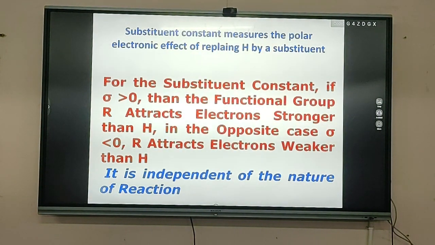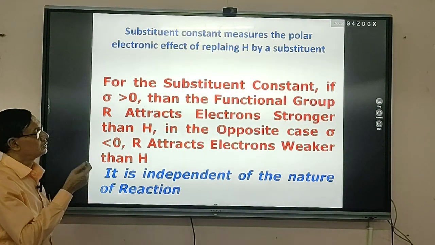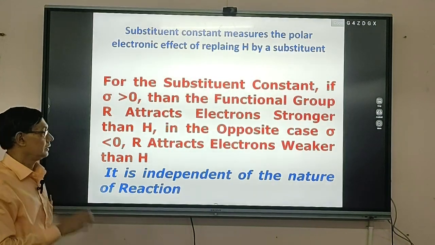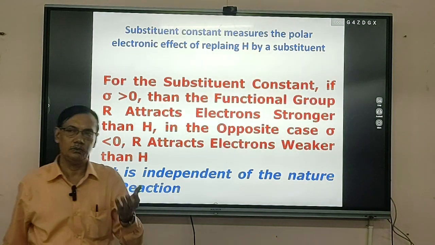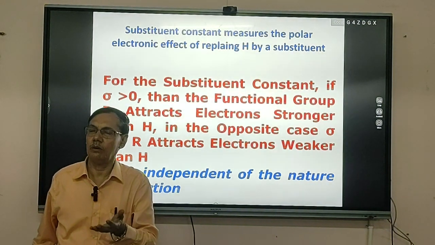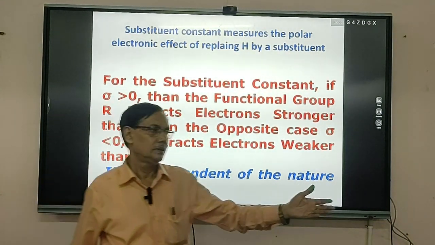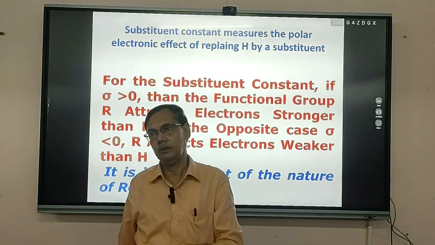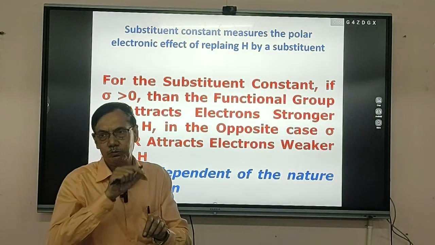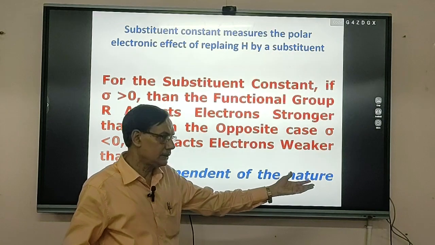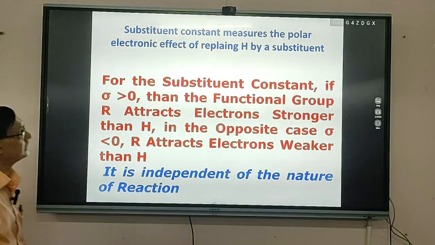Now I am talking about the substituent constant, and I will also explain how the substituent constant can be calculated. The first thing is that it is independent of the nature of the reaction. Suppose you are doing acid catalyzed hydrolysis of ethyl benzoate, and on the other hand you are using saponification of ethyl benzoate. In acid catalysis, for para nitro you will take the same value, suppose it is 0.71. For base catalysis for nitro you will take 0.71. So it is independent of the nature of the reaction.